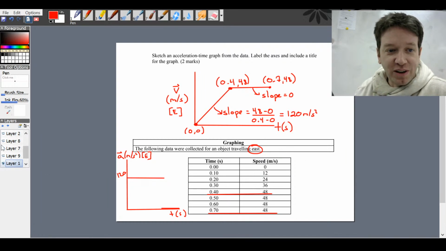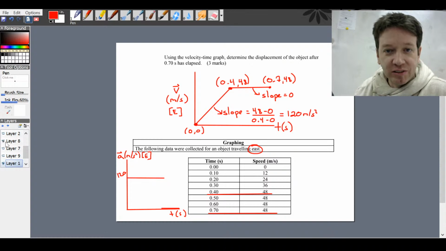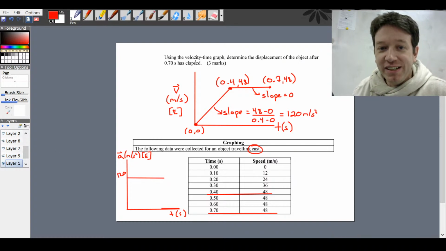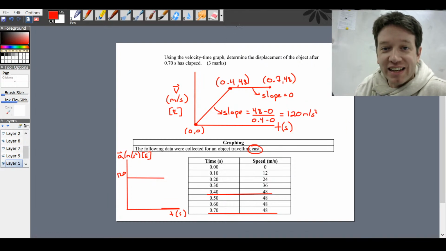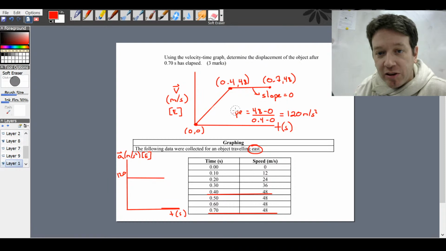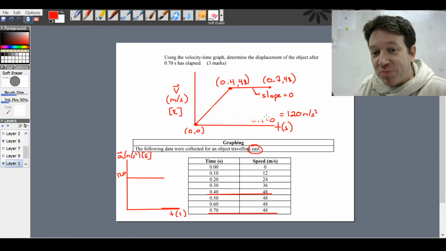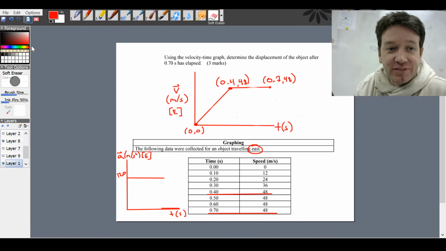All right, so let's move on to our last question. It says, using the velocity time graph, determine the displacement of the object after 0.7 seconds have passed. So let me just erase some of this here. To find the displacement from a velocity time graph, what we need to do is find the area under that graph.